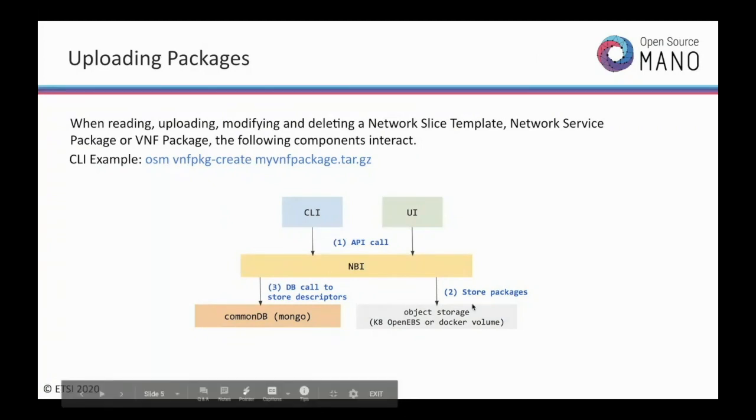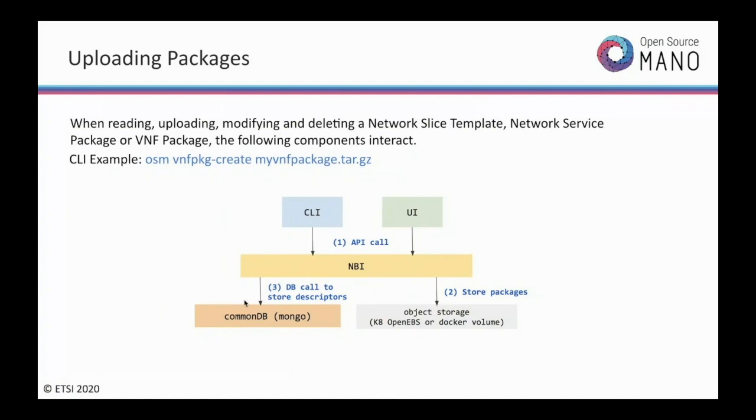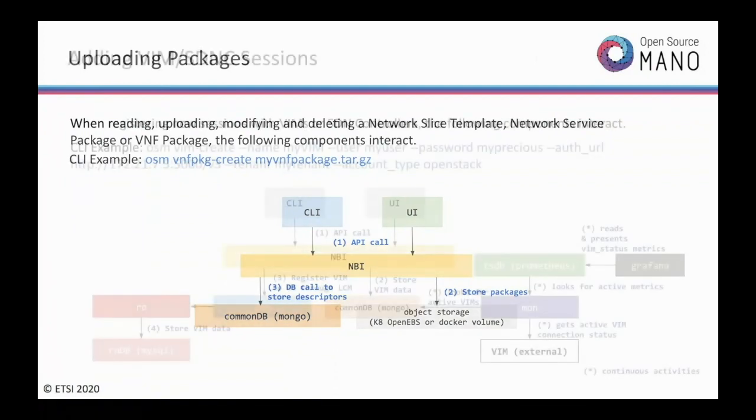And once that package is stored, then all the information from the descriptors is stored in MongoDB, so that you can later query that database and will find everything related to what is in the descriptors of the VNF, of the network service. It will be there.